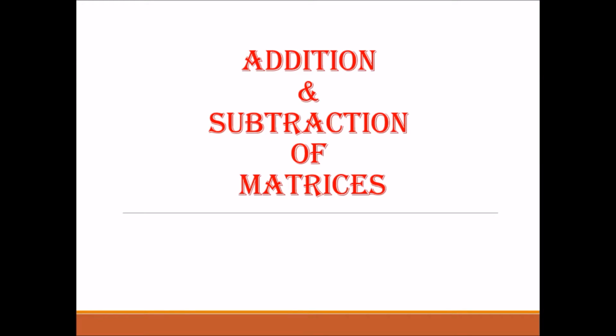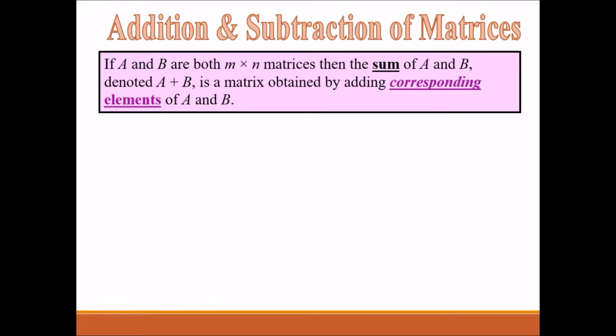In this lecture, we will talk about addition and subtraction of matrices. In addition and subtraction of matrices, we have to consider that if we have two matrices A and B, and their dimensions are m by n, then the sum of A and B, denoted by A plus B, is a matrix obtained by adding corresponding elements of A and B.